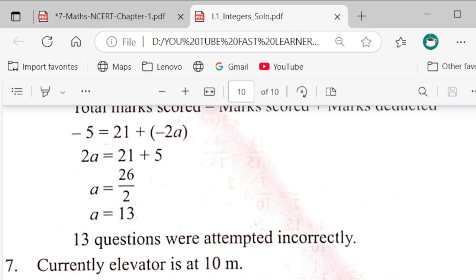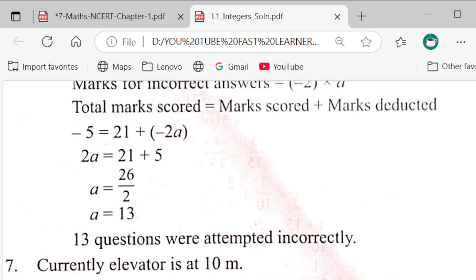So you can simply put a statement that in 1 minute it goes down 6 meters. For going 6 meters down it takes 1 minute. So for going 360 meters down, how many minutes will it take? Just divide 360 by 6 and you will get the answer, that is 60 minutes, that is 1 hour.